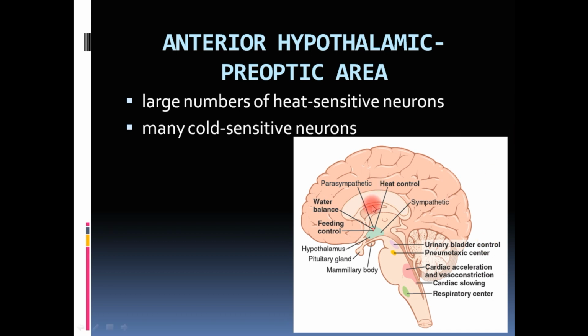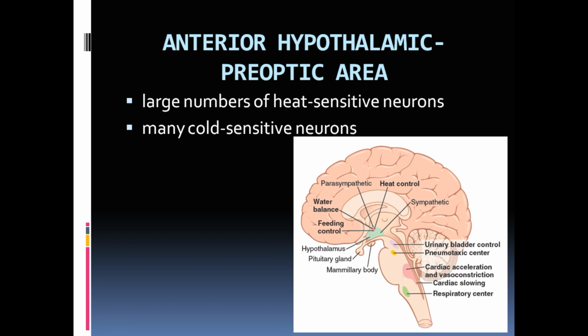As you can see here, the hypothalamus, we were discussing in the autonomic system that it is also called the head ganglion. So the hypothalamus, as you can see, has so many centers: feeding center, water balance center, and heat control center, which we are discussing in the posterior hypothalamus. So this hypothalamus is very important, the head ganglion, for the control of the autonomic nervous system.